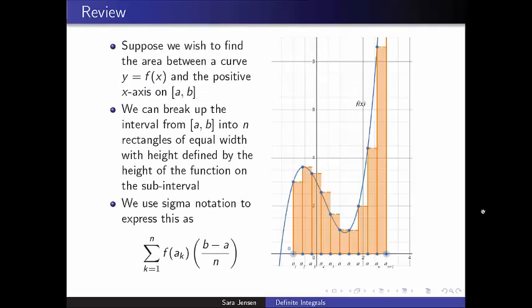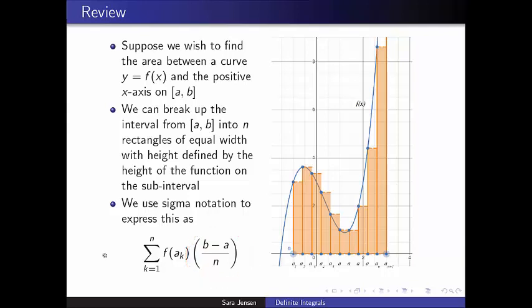So just to review this idea of Riemann sums, we're working with some type of function f of x on this closed interval from a to b, and we're breaking up the interval from a to b into n rectangles, where all of our rectangles have equal width. For that reason, the width of a rectangle is given by the length of the interval divided by the number of rectangles we have, and it appears in this sum that we see later down on the slides, right here.